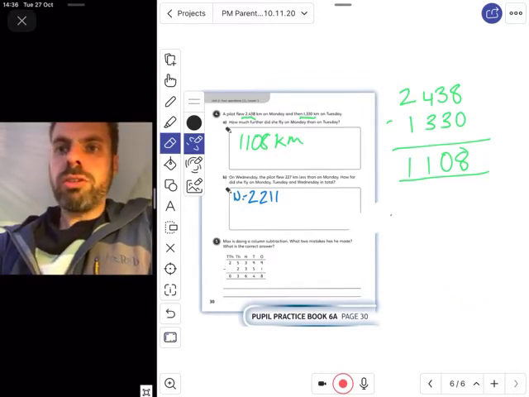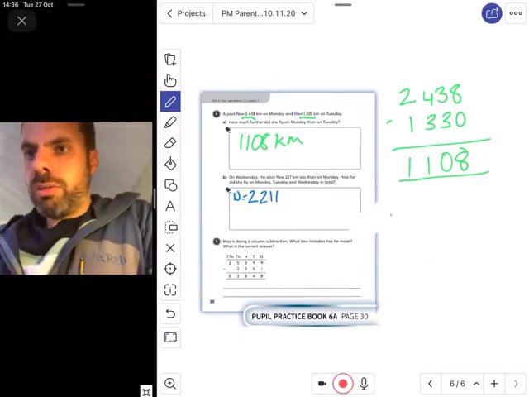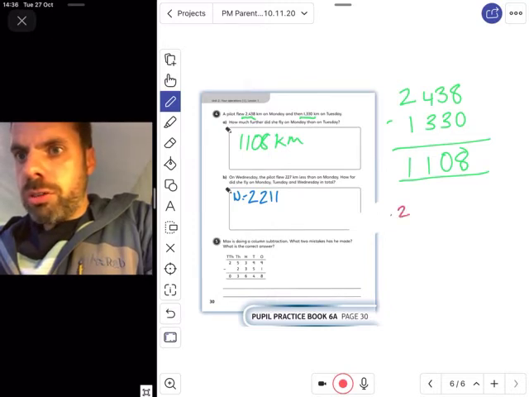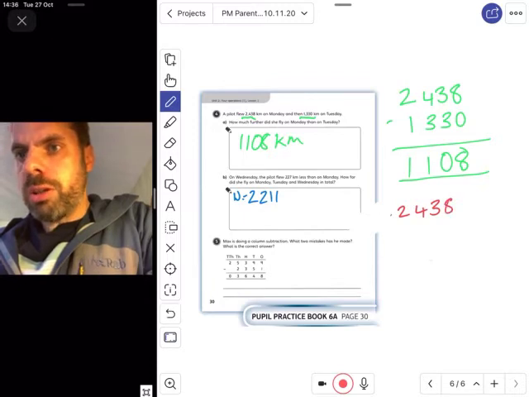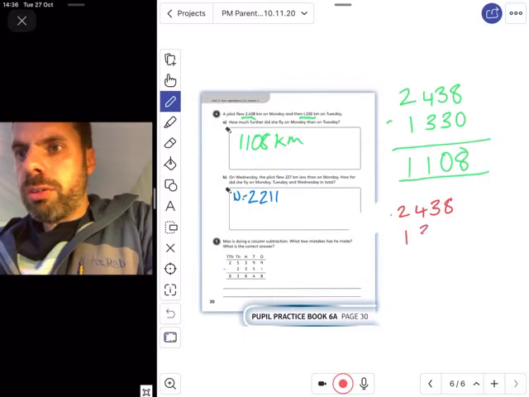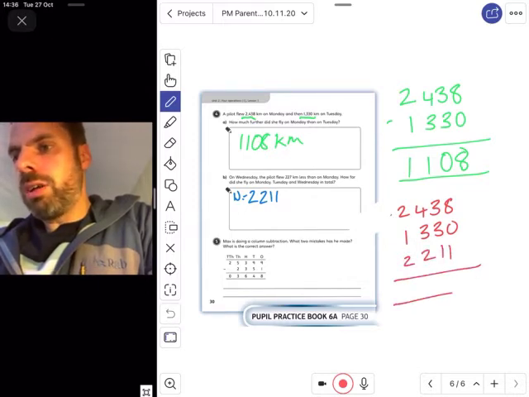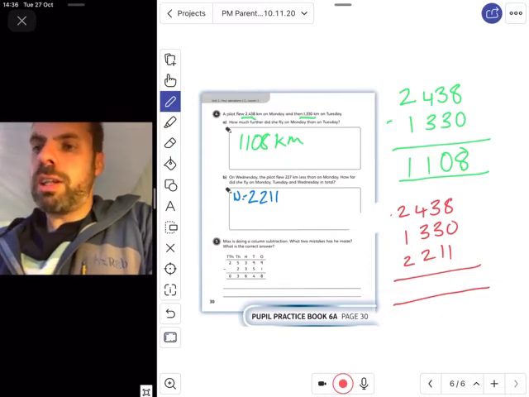So now I've got, back to here, let's go for red. So I've got my 2,438, that's Monday. I've got my 1,330, that's Tuesday. I've got my 2,211, that is Wednesday. And now I need to work out what they are all together, which is an addition.